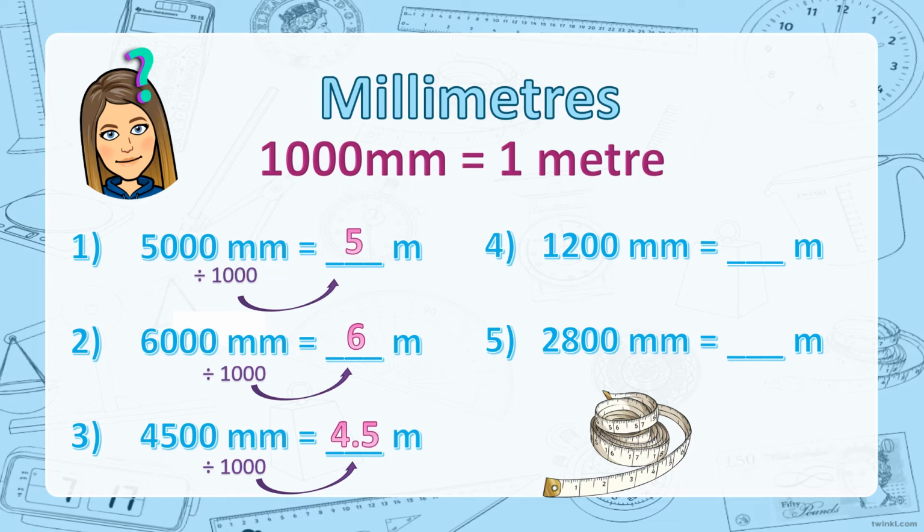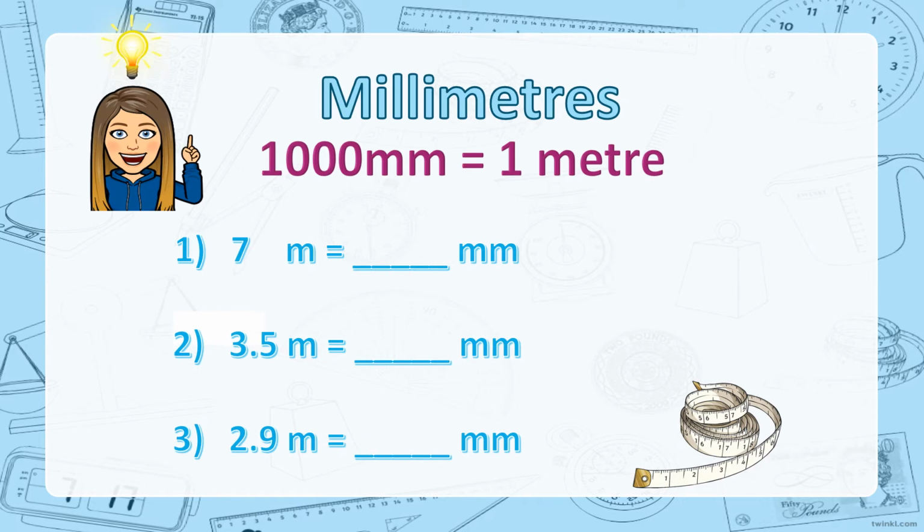How about number 4? 1,200 millimetres. What would that be in metres? Remember, we need to divide by 1,000. Move the digits 3 times to the right. Did you get 1.2? Well done. And the last one, 2,800 millimetres. Remember, we need to divide by 1,000. Shout out the answer if you know. Well done to all that shouted out 2.8. That's our answer. Excellent work.